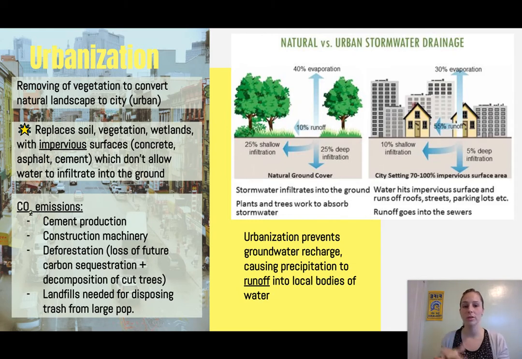And also, when you have all these trees cut down and decomposing, it's going to be releasing carbon dioxide as well. And lastly, when you have urbanization, you're going to have a lot more people packed into these areas. You're going to need landfills to accommodate all the things that these people are disposing. And landfills are going to release methane, which is another part of the carbon cycle, but it is an even more powerful greenhouse gas than carbon dioxide.